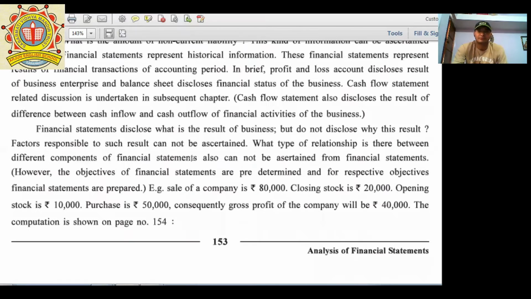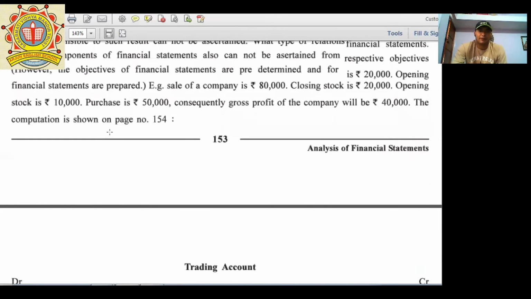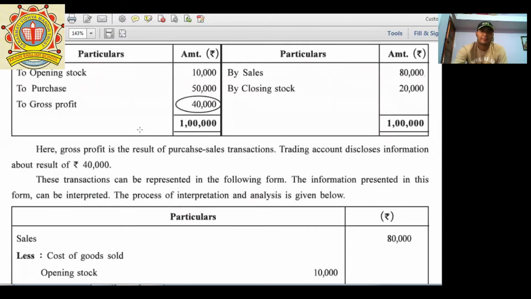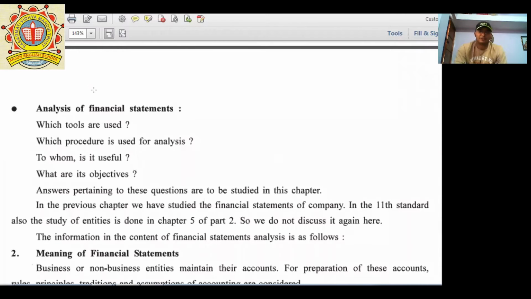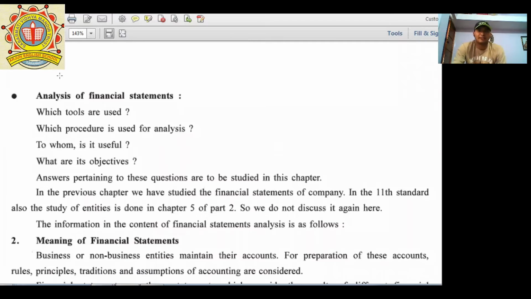Now the next part, analysis of financial statements. So what is the analysis? Here we have to ask which tools are used, which procedure is used for analysis, to whom it is useful, and what the objectives are. So all the answers are in this chapter.